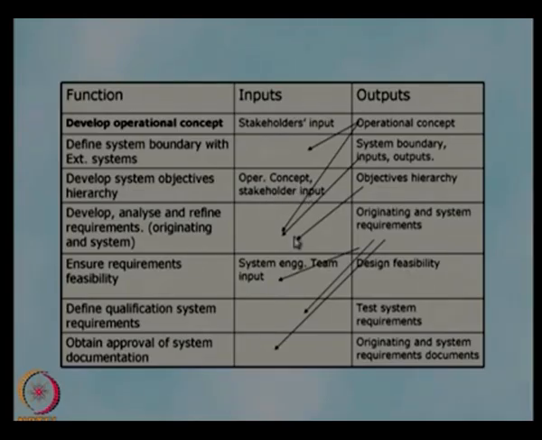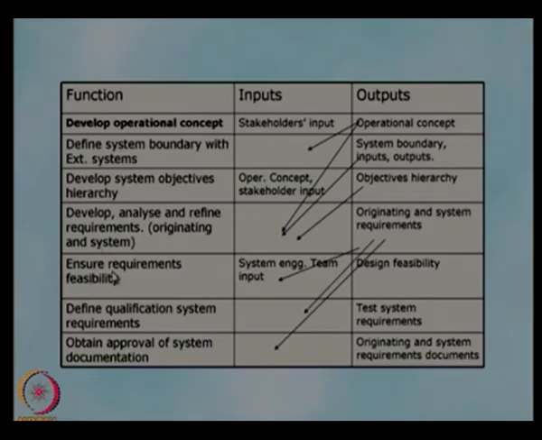Now, using all these outputs from the previous stages, we develop, analyze and refine the requirements. This is an important stage where we need to develop all the requirements and analyze and refine the requirements from the customer. Now we have an operational concept, the stakeholder input and an objectives hierarchy. Based on this, we will identify all the requirements needed for the system and then prepare the originating and system requirements. There are two types of requirement, one is the originating requirement, the other is the system requirements. We will see what these requirements are at a later stage. This will be the output from this particular stage.